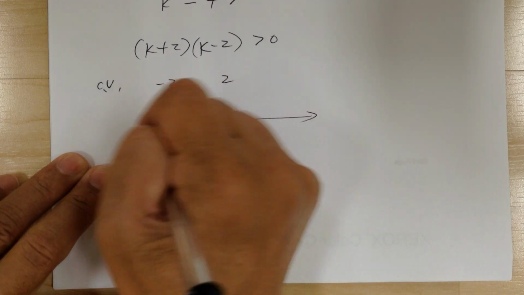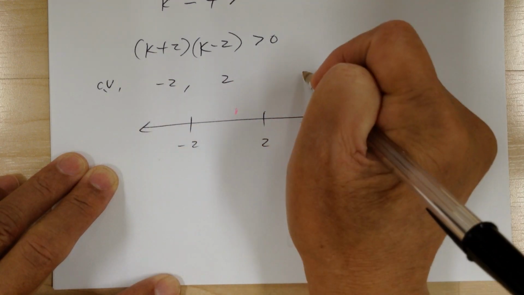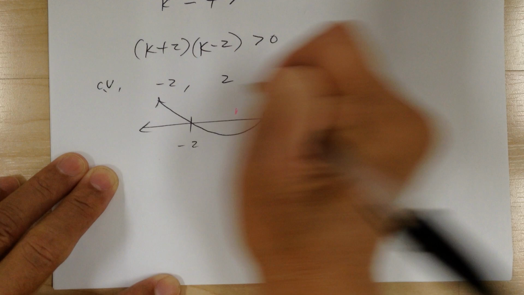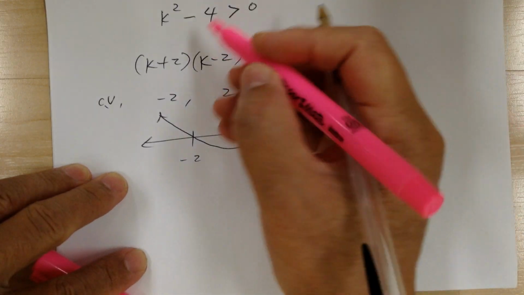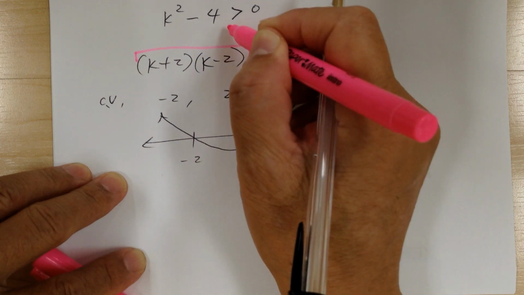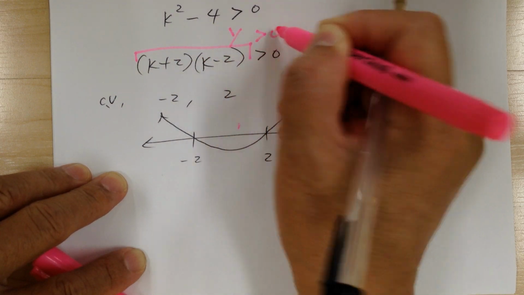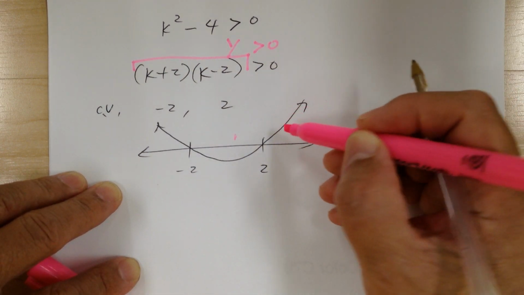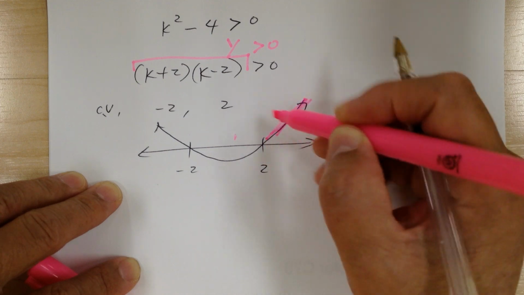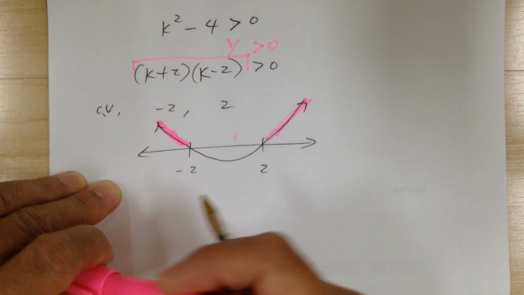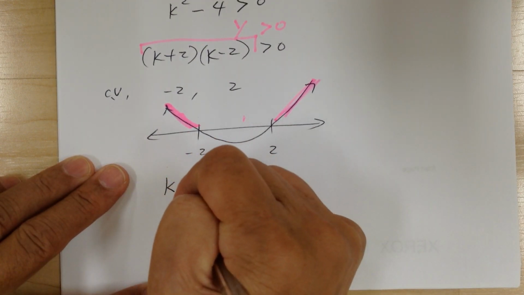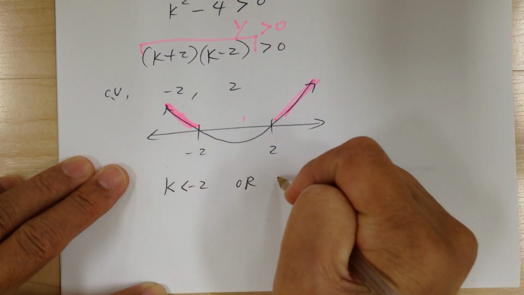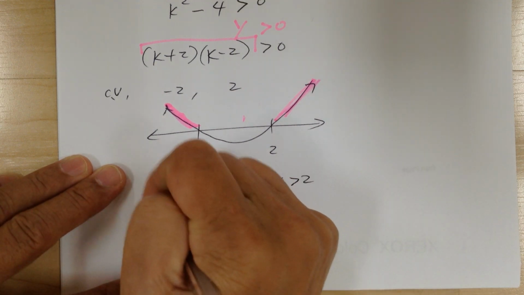So you got negative 2, positive 2. Again, your graph looks like this. Now you can switch to y or any other function. Again, I'm going to call this y. So y is greater than 0. That means it's going to be this part right over here and this part right over here. Those are greater than 0. So you switch, and you get k is less than negative 2 or k is greater than 2.